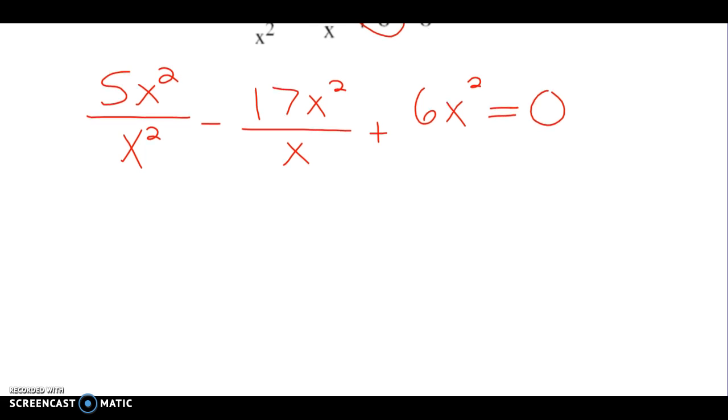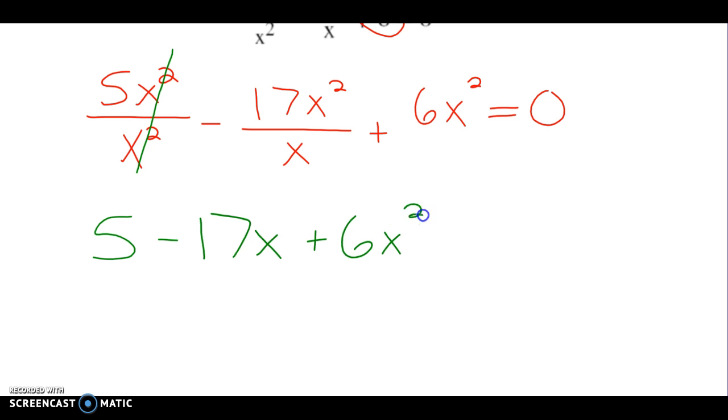So once again, the fractions should eliminate. So what is x squared over x squared? 1. X squared divided by x squared is 1. Those cancel. We're left with 5. Minus, what happens when I have x squared on top? So 2 x's on top and 1 x on bottom. How many are going to cancel? 1 of each, which leaves how many x's? 1x. So minus 17x plus 6x squared equals 0.